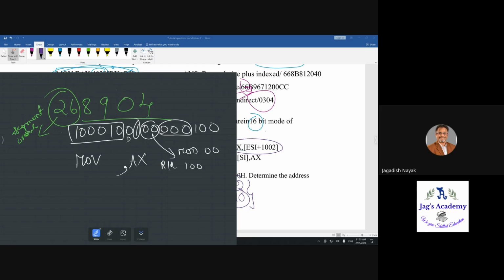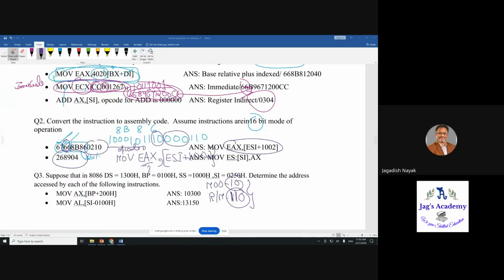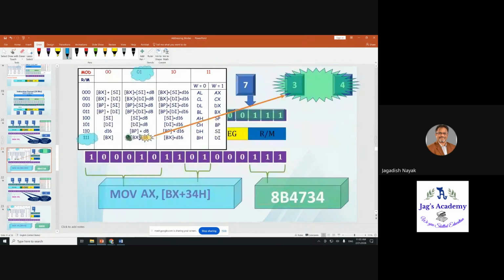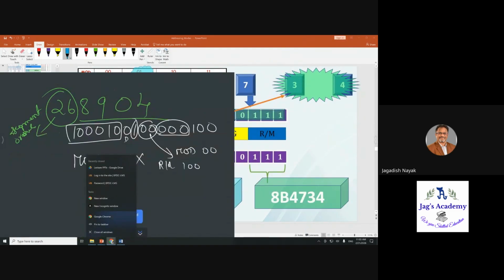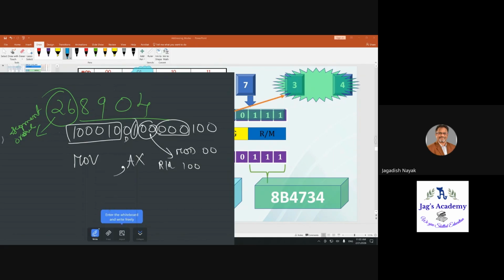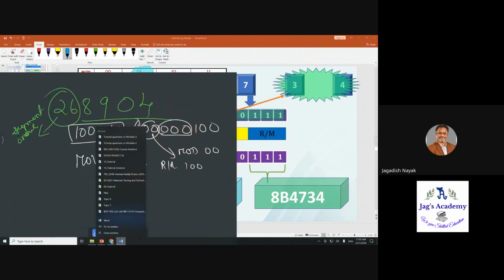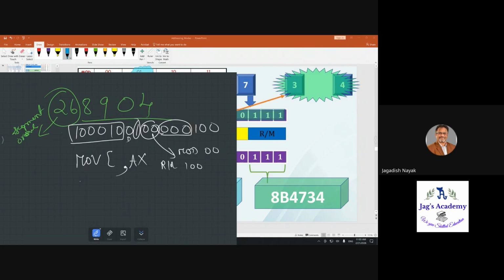Let us go to the table. You have to refer to the 16-bit table. Now tell me, what is there for mode bits 0 0 and R/M 1 0 0? Yes, it is SI. Definitely, this is going to be the SI. Is it over now?